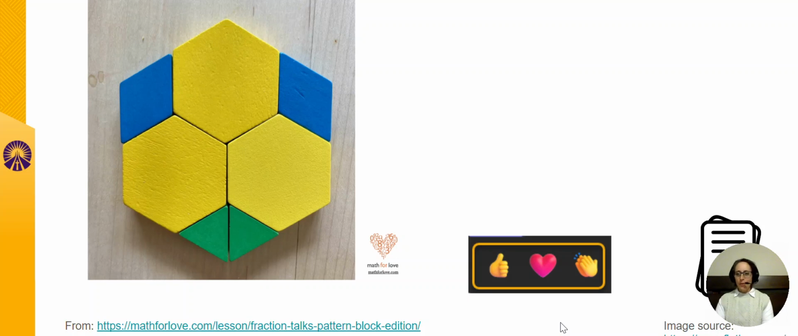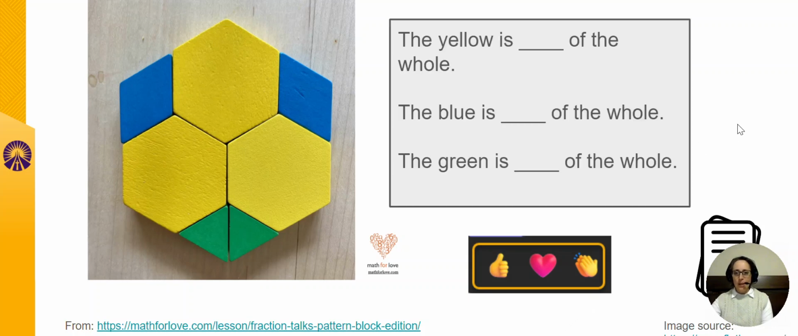So just a photograph, easy to create, but again, there are a number of these ready to go on the Math for Love website. And so when we're looking at the whole, the image includes all of the yellow, blue, and green shapes that we see here. Same idea. What fraction is each color of the whole? And you may want to consider providing students with some sentence stems for their reasoning as they go through this.